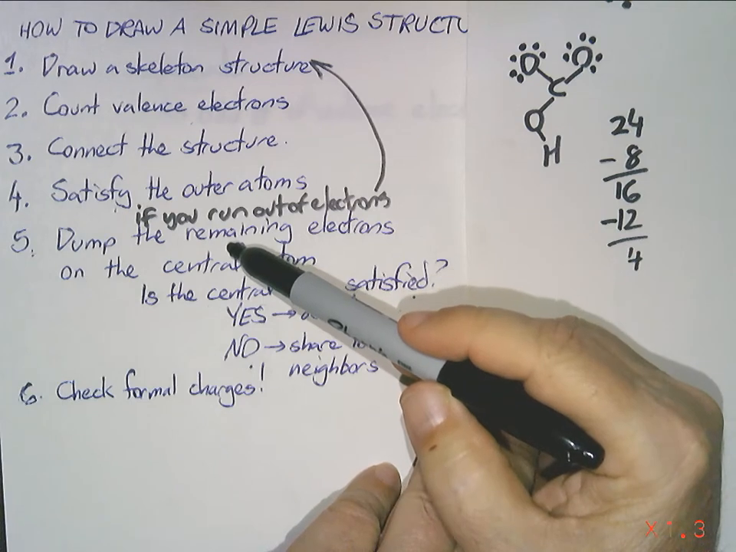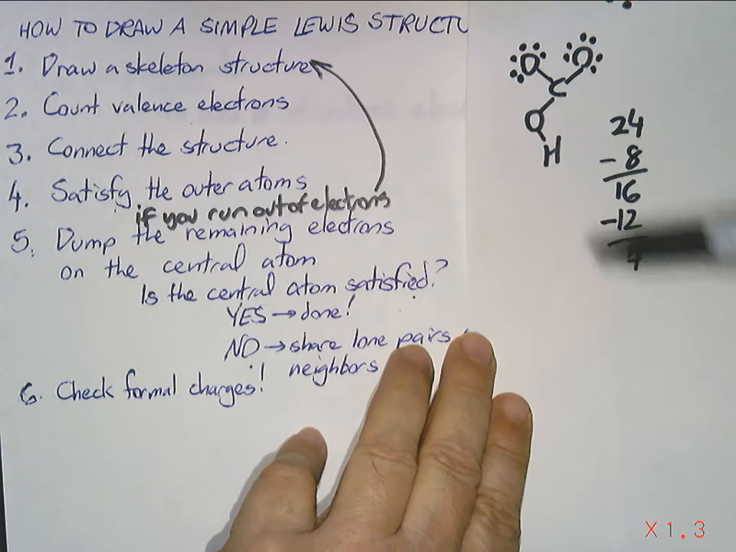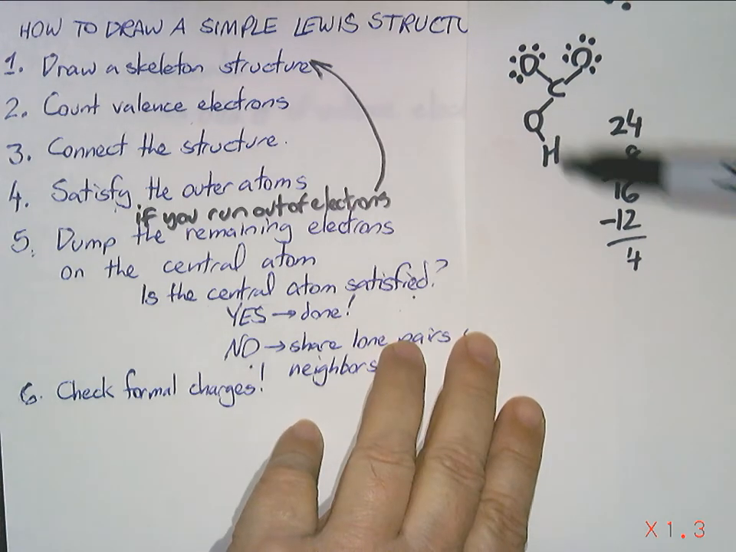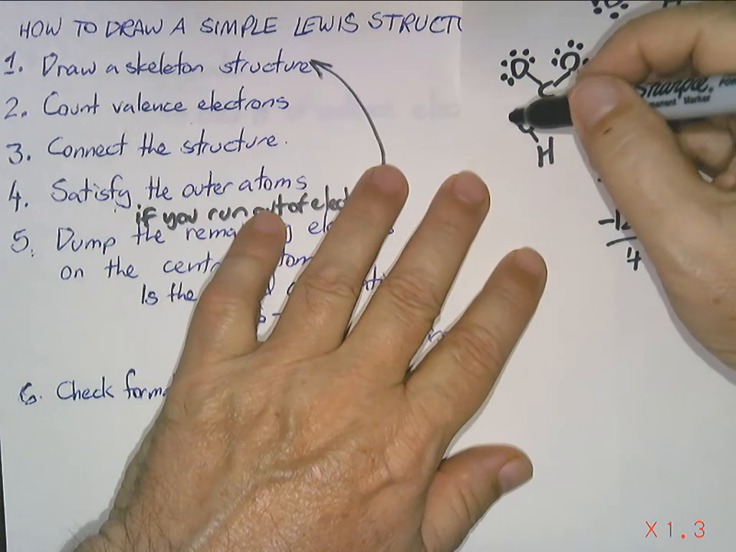Dump the remaining electrons on the central atom. Well, I've got 2 of them to dump on. Let's start with the one that needs it the most. This one only has got 4 and it wants 8. So I'm going to take these 4 and put them here.